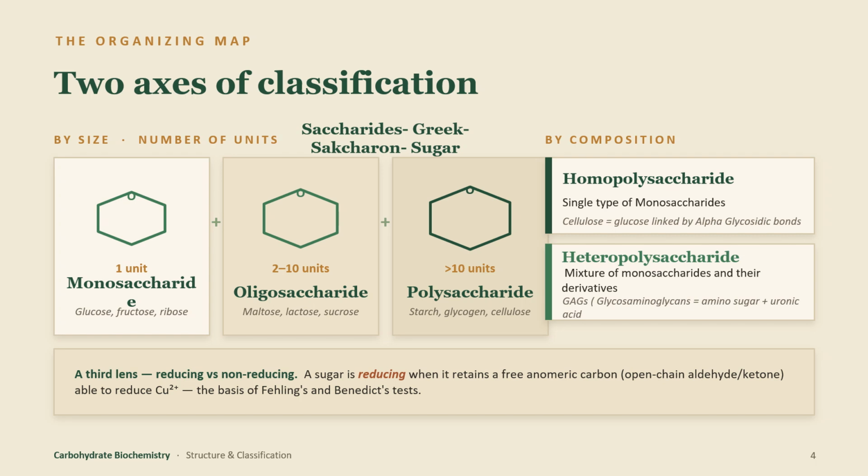I gave it already here, see these. The best example for these heteropolysaccharides is generally called GAG: glycosaminoglycans, amino sugars, and uronic acids. So these together are called the GAGs.